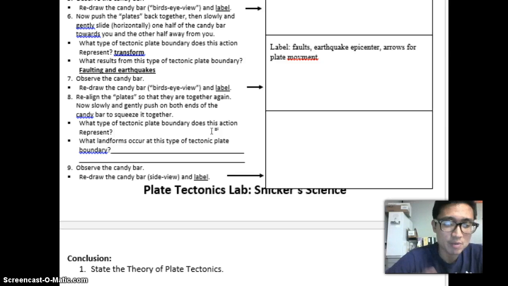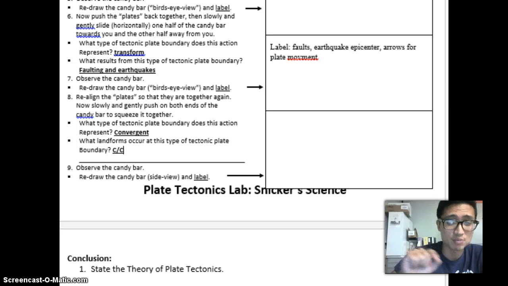Alright, now that we realign our plates so that they're together again, we're going to push on both ends of the candy bar to squeeze it together. And when we do that, what we're forming is a convergent boundary. So your convergent boundaries can be different depending on what kind of crust you're dealing with. If it's continental crust and continental crust, so I just put C and C, continental, continental, you are going to get mountains.